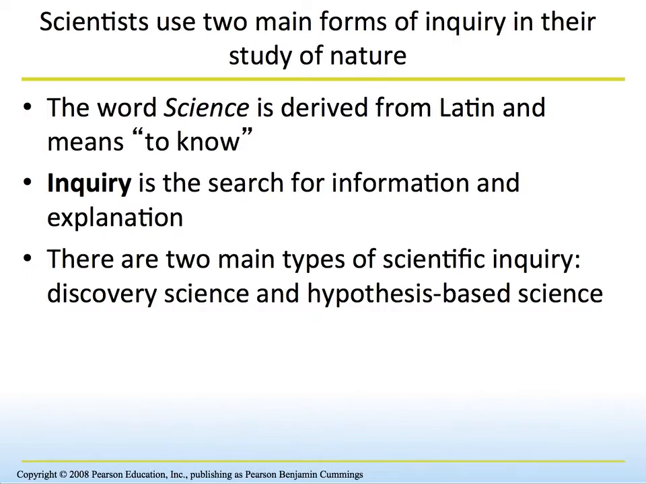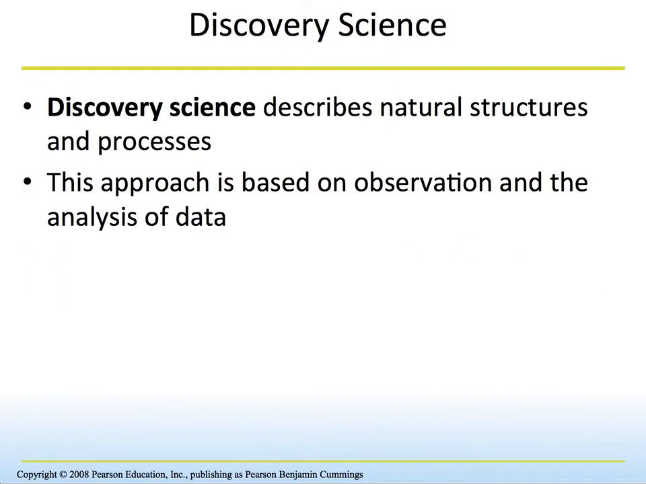So let's talk more about both of these things. Discovery science describes natural structures and processes, so it's really just an individual or team going out and observing. So for example, whale migration. You might put a tag on a whale and see where it goes and what it does and how long it stops in different locations and how long it takes it to get to different locations. So that would be a discovery science.